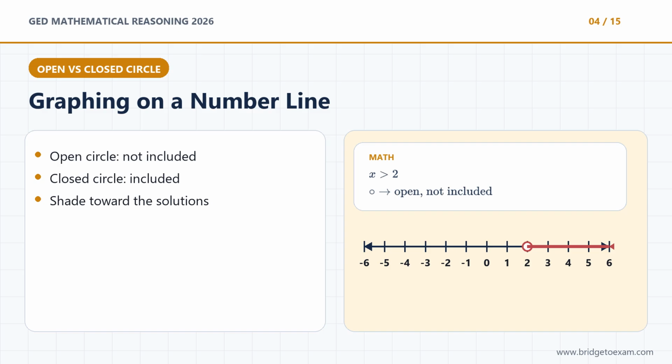Here's the key: use an open circle for greater than or less than, because that number is not included. Use a closed, filled circle for greater than or equal to, because that number is included. Then shade the arrow toward all the values that work. This graph shows x is greater than 2.